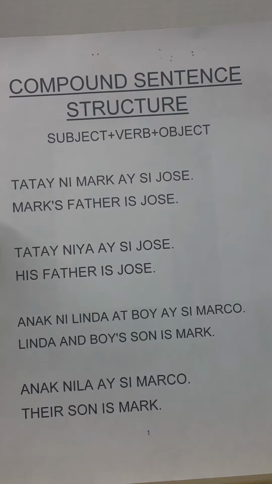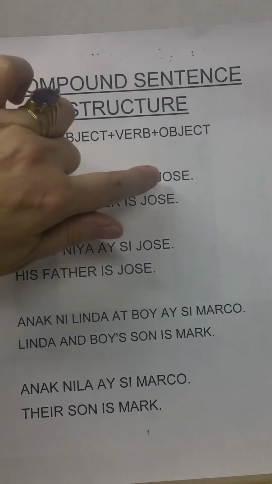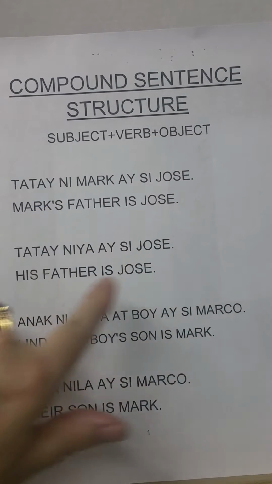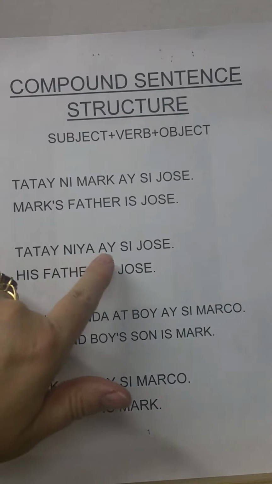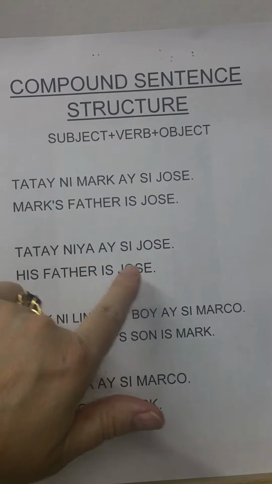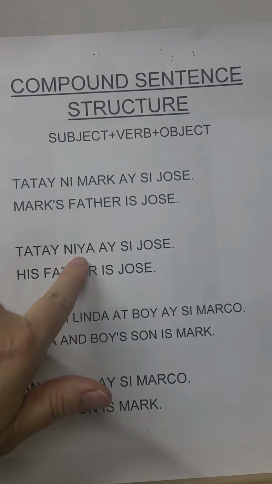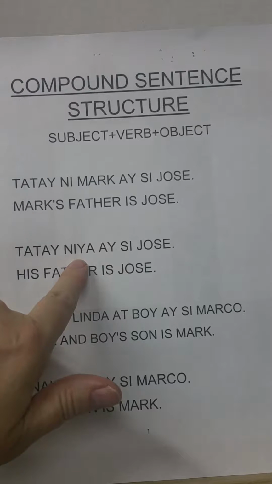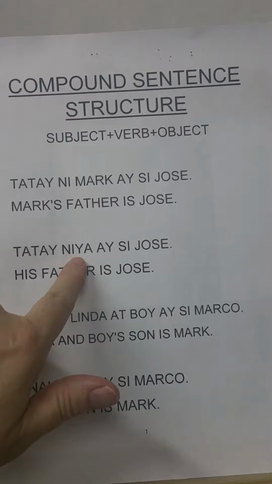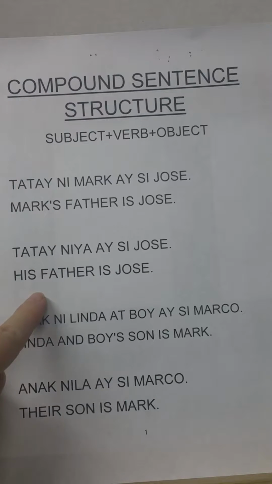So the first sentence is, Tatay ni Mark ay si Jose. Mark's father is Jose. Tatay niya ay si Jose. His father is Jose. Now remember, niya means his. So instead of using Mark, which is the noun, we can say niya. His father is Jose.